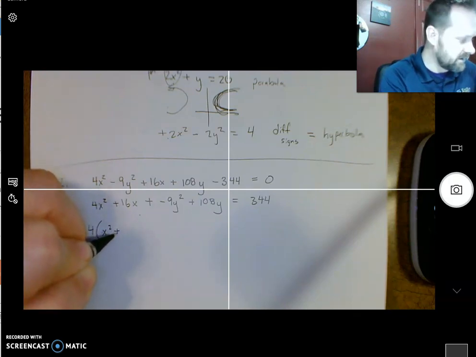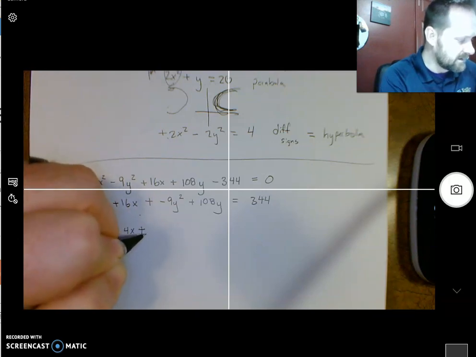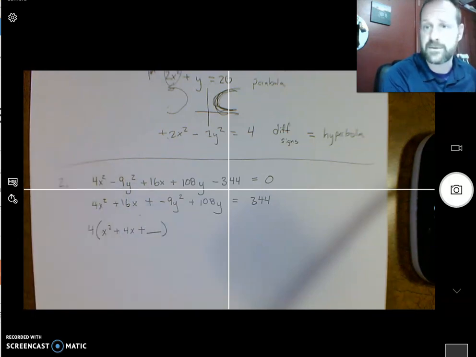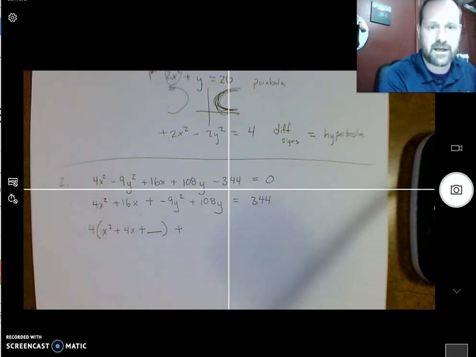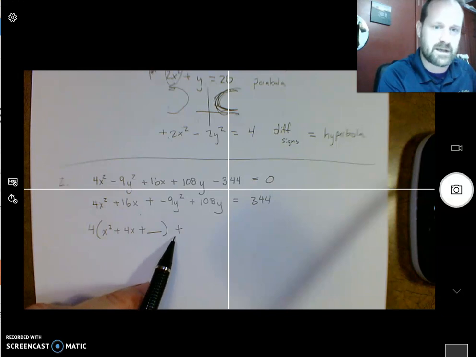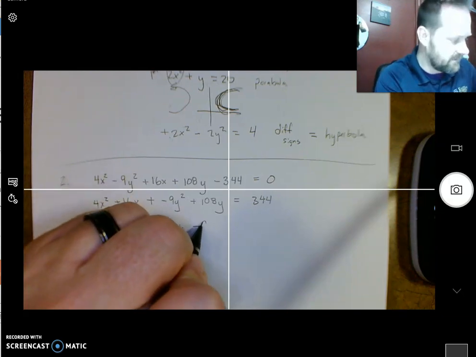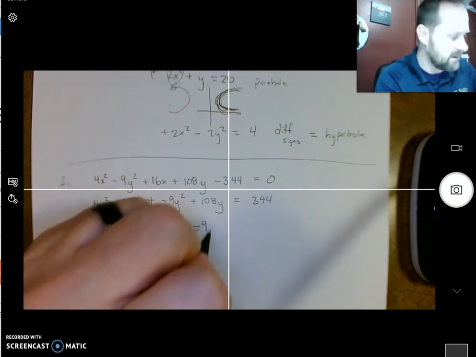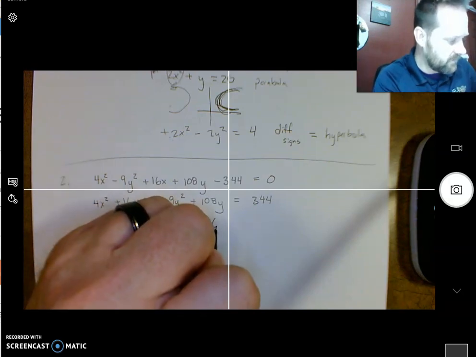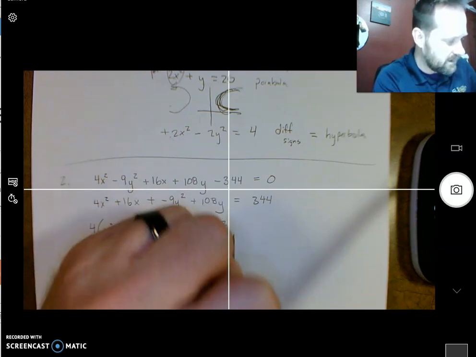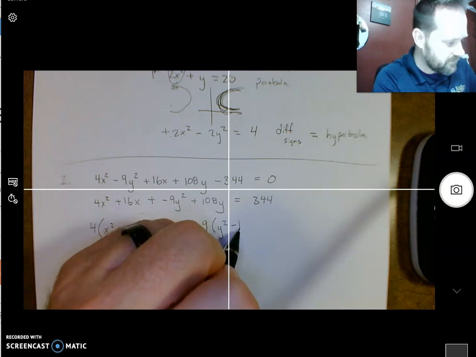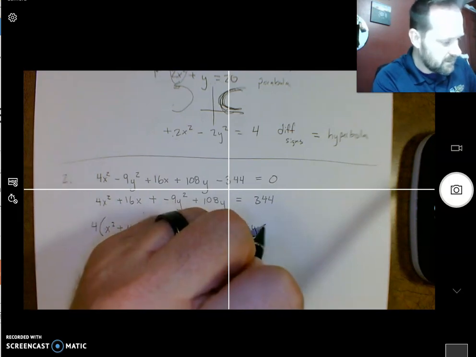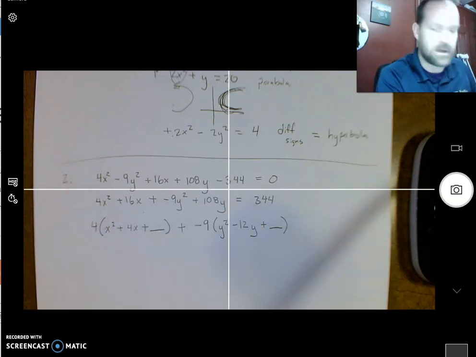X squared plus 4x plus, I don't know yet, although we've been doing this one quite a while now. I'm going to put a plus there. Okay, I know it's going to be -9 I'm factoring out, but this is good to just have a plus. And then -9, because we can always do plus minus. -9 is being factored out, then we have y squared. And then if I factor out a -9 out of these two terms, then this becomes -12. Plus we don't know. Okay.